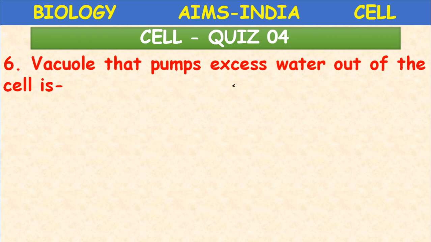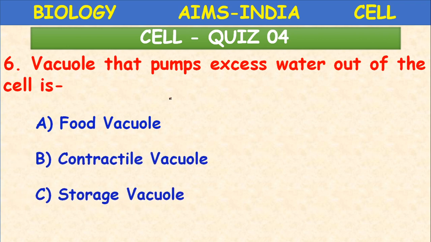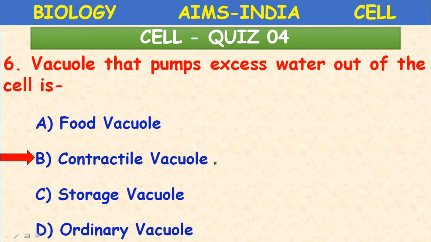Which vacuole pumps excess water out of the cell: food vacuole, contractile vacuole, storage vacuole, or ordinary vacuole? In unicellular freshwater animals like amoeba and paramecium, there are special vacuoles present. What are they called? Contractile vacuoles. What is their function? Osmoregulation. They pump excess water out of the cell.